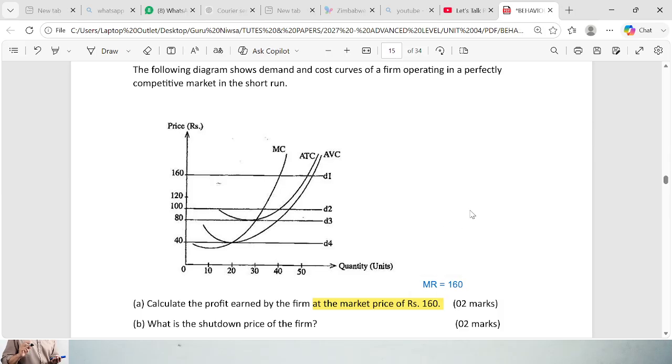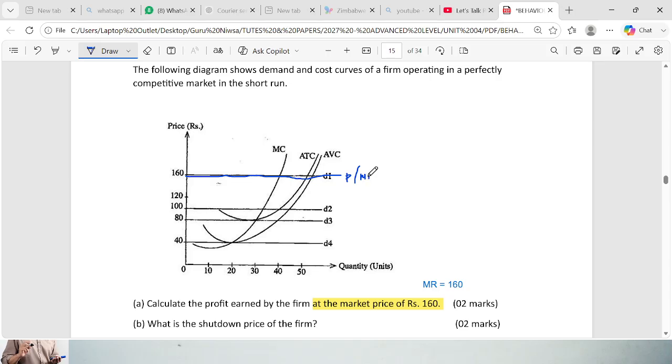Right. Profit maximizing output. Where is the profit maximizing output level? The profit maximizing output level is the output level at which MR equals MC. If price is 160 rupees, this is the MR curve. 160 becomes price or MR. The demand curve is also the same. This is price or marginal revenue of the product.